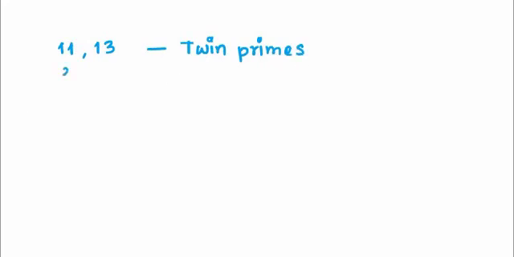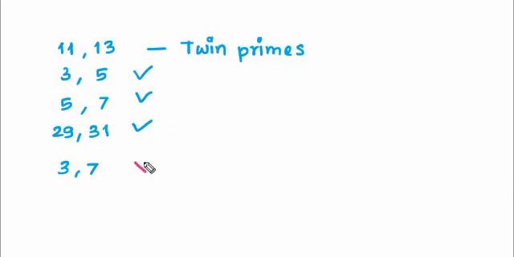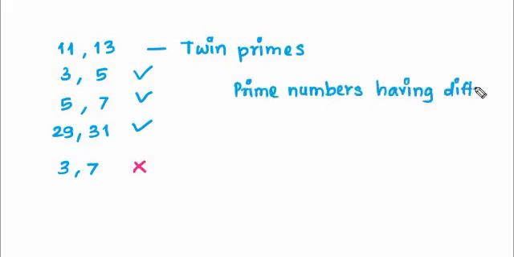What are other pairs? 3 and 5 will be a twin prime. Yes. 5 and 7, they will be a twin prime. Yes. What about 29 and 31? Yes, they are twin primes. But what about 3 and 7? Are they twin primes? No, they are not twin primes. Though they are primes, but the difference between them is 4, not 2. So they are not twin primes. So twin primes are prime numbers having difference of 2 between them.